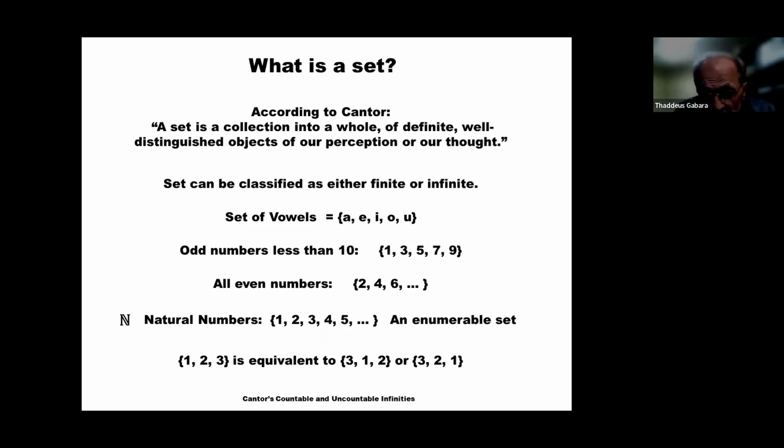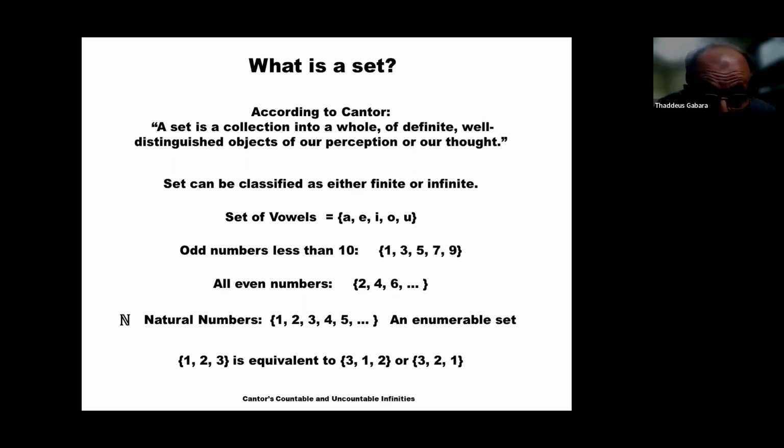And if you look at the two sets, the vowels and the odd numbers, you see that they have a cardinality. The cardinality is the size of the set. Their cardinalities are equal. The set of vowels has 5 elements in it, and the odd numbers has 5 elements in it. So these two sets have the same cardinality, and we'll be using that term later.